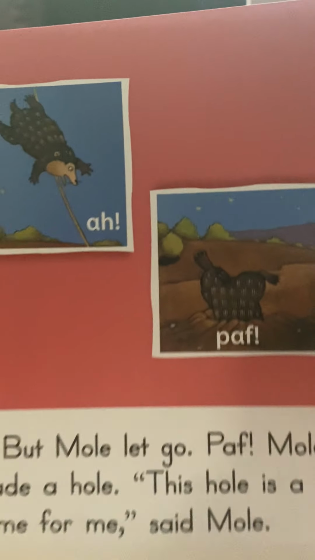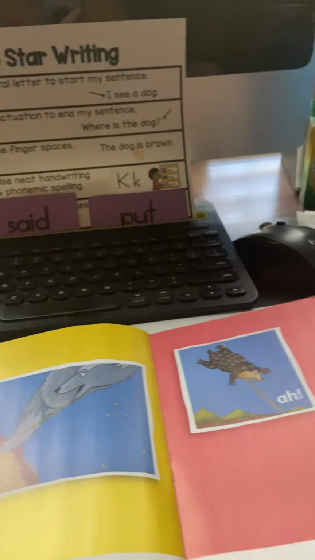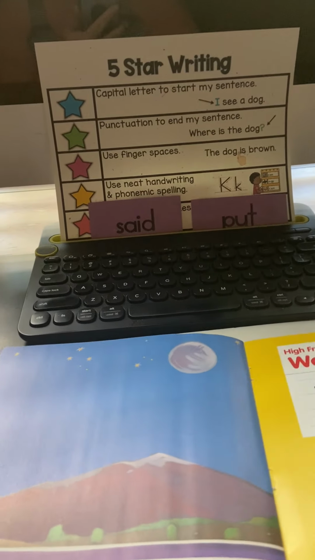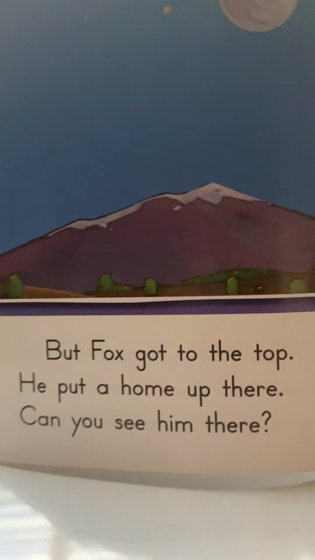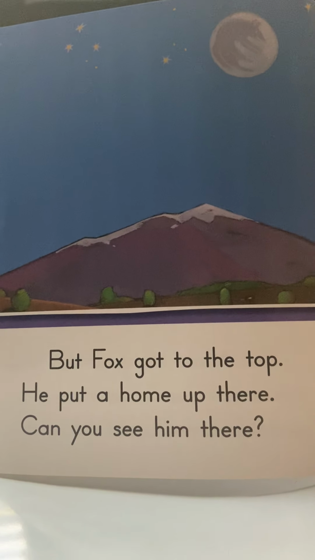This is kind of like the story's called a fable. How did the mole find his home? Well, he fell out of the sky, huh? But Fox got to the top. He put a home up there. Can you see him there? Can you see him? There's the fox up in the moon. That's where he wanted to live, up in the sky.